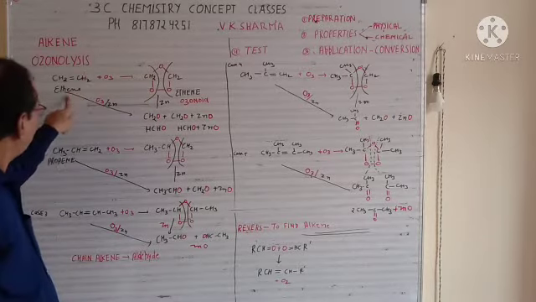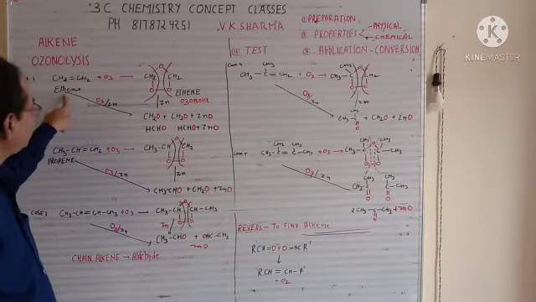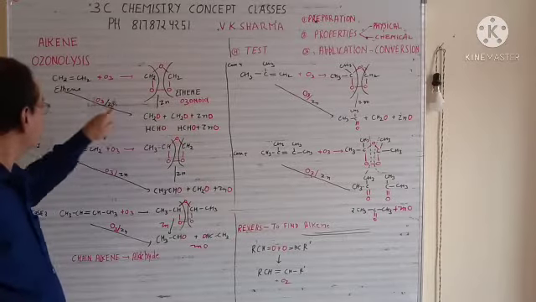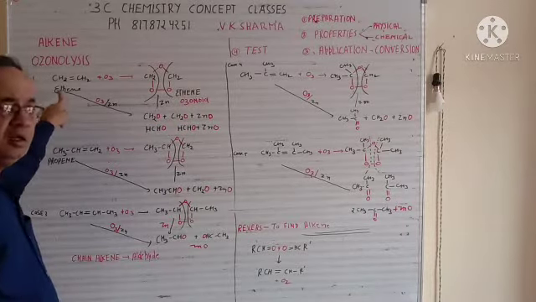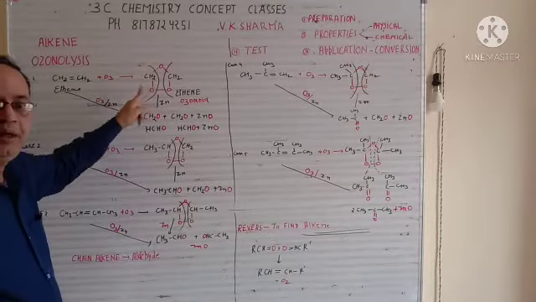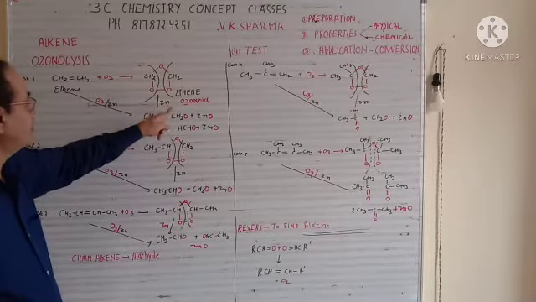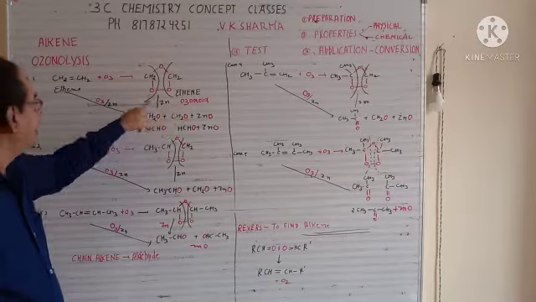Whatever molecule we take here, just put the word ozonide. So this is made from ethene, so it is ethene ozonide. Suppose it is from propene: propene ozonide, butene ozonide, pentene ozonide, hexene ozonide. You have to simply put the word ozonide with the main reactant compound.